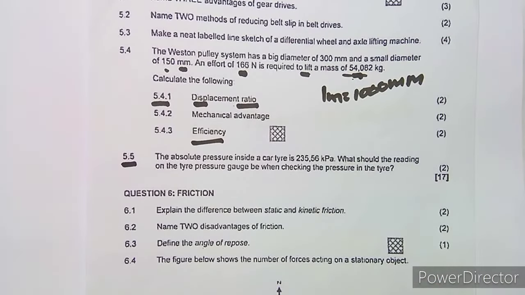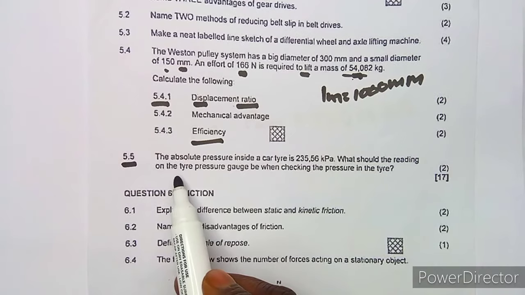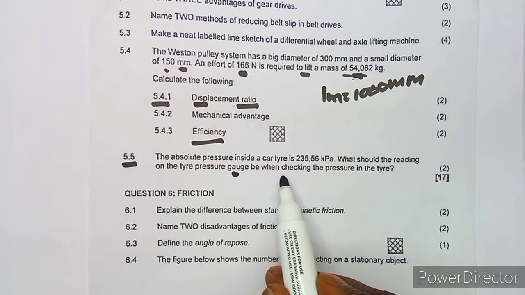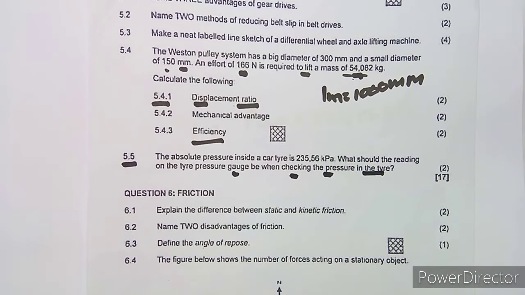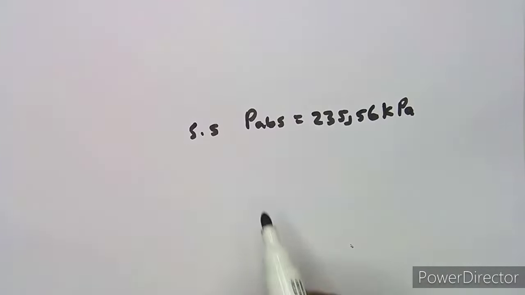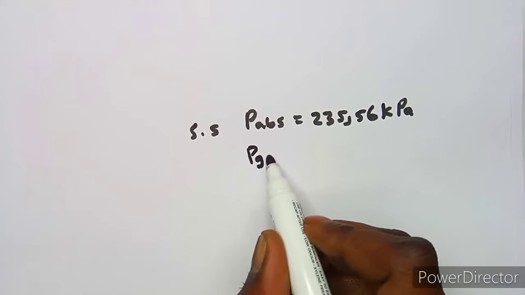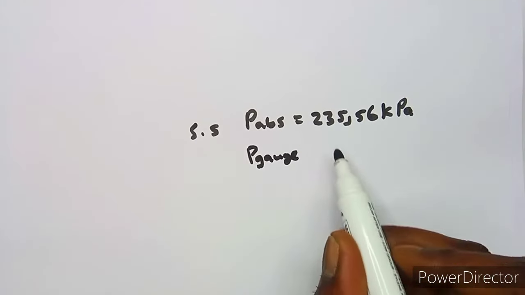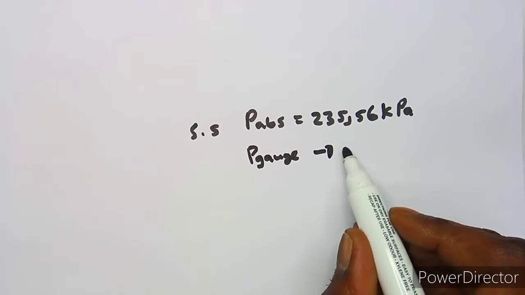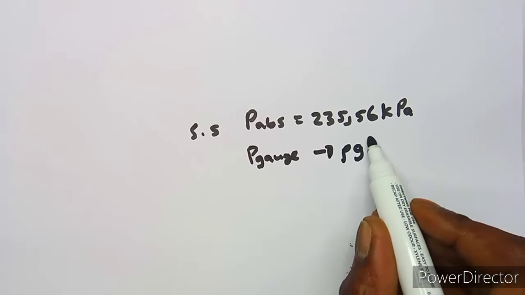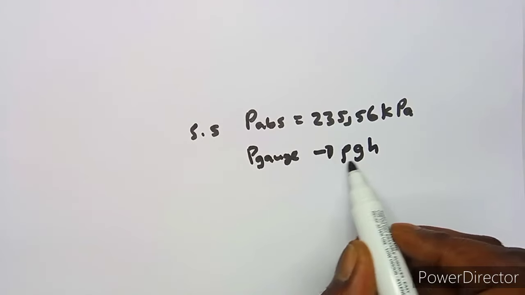Then what should be the reading on the tire pressure gauge when checking the pressure in the tire? What is the reading on the tire? Which means we are talking about the gauge pressure now, and we do not have this, because if we were given density and the height, you could have calculated it, but we do not have this.